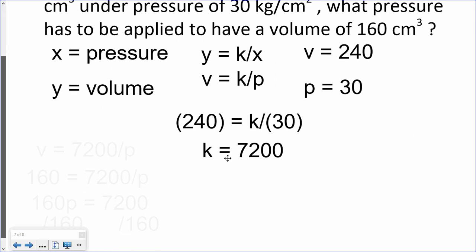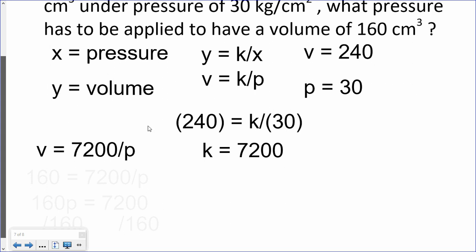So I'm going to use that k value that I found to write my equation. So I'm just going to fill in the k in either of these, whichever one you used. So I actually used the VP one just so I can keep it straight. So now I have the equation that I would use for this.